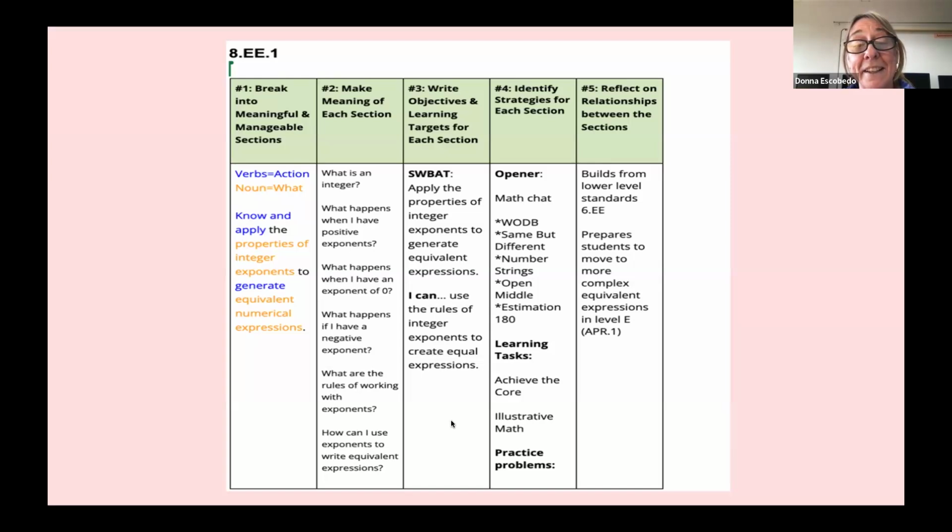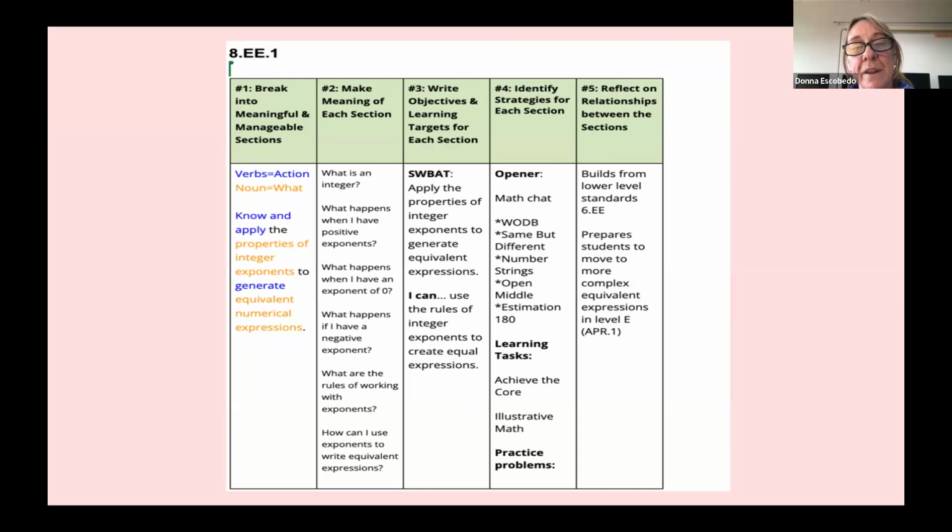Learning tasks, that is what we'll look at in just a little bit here. Those from Achieve the Core or Illustrative Mathematics have been my friends lately. And then practice problems from pretty much whatever resource you like that's going to help build fluency, to give practice with what you're working on.